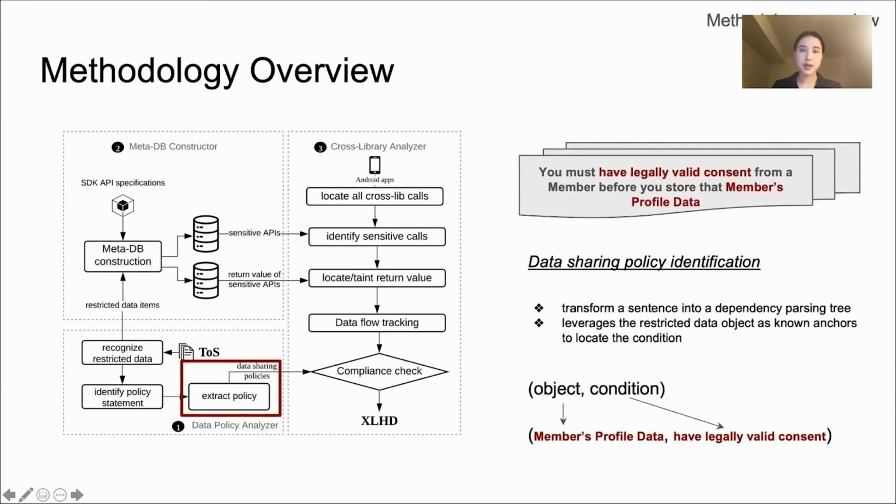To extract the data-condition pair from the policy statements of an SDK TOS, our approach first uses a dependency parser to transform the sentence into a dependency parsing tree, which describes the grammatical connections between different words. Then we leverage the restricted data object as the node anchor to locate the condition by traversing the parsing tree. Here we identify the sensitive data is members' profile data and its condition is have valid consent.